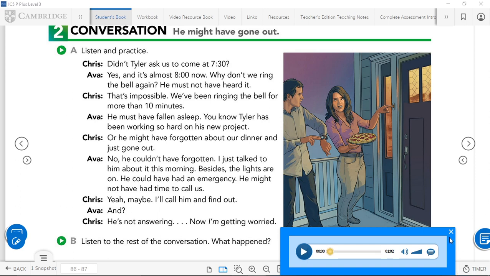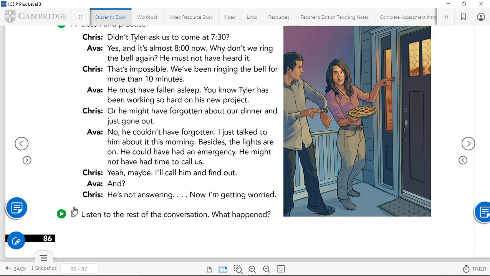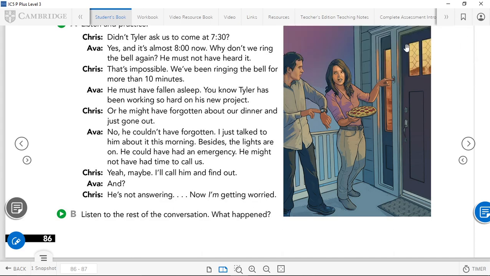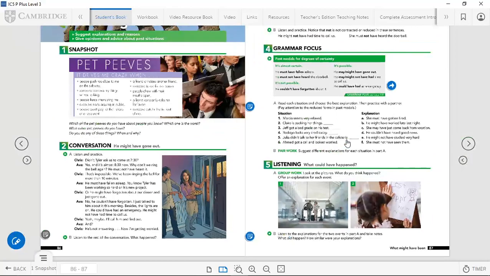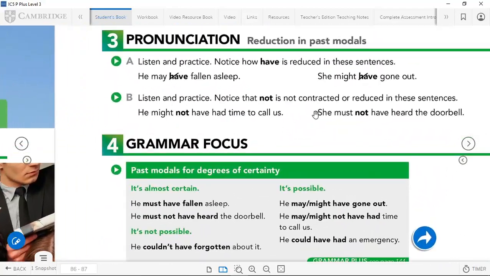Okay, really interesting. So tell me, did you get the answer for what happened to Tyler? If you do, let's chat. Well, Tyler locked himself out of his house, and he walked to the gas station and called the locksmith. That's what he did. If you have this answer, very good. You are correct. Okay, now let's go to the pronunciation part.